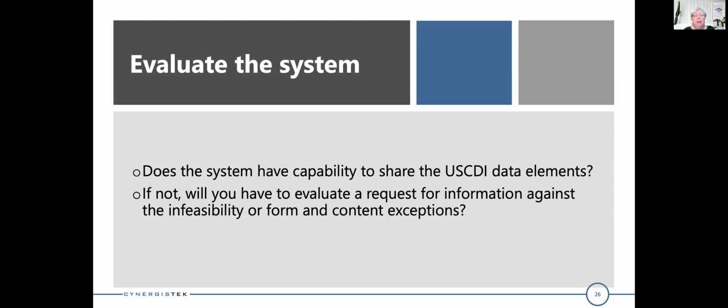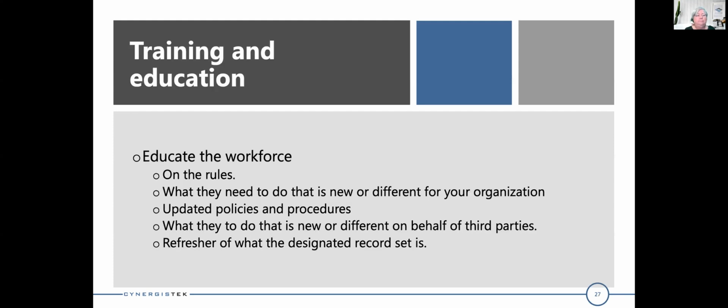Now, again, I always remind folks, keep in mind that you only have to give access to or exchange or use the US CDI data elements, but that goes away in May of 2022. As of May of 2022, you have to be able to share any data that's in the designated record set. So keep that in mind.